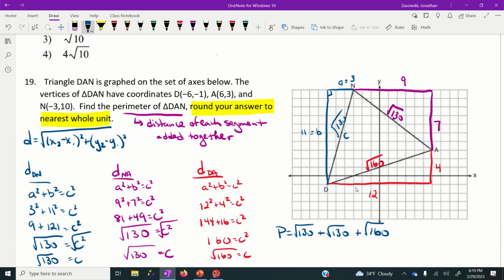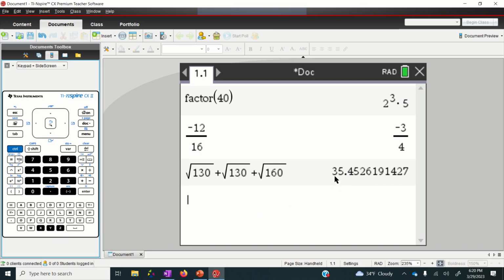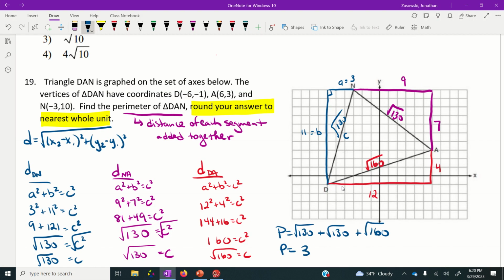35.452, or 3, okay? And it says nearest whole unit, so we're only looking at the number that immediately follows the whole numbers here, which is a 4, and so we're going to keep this as 35. And this would just be units. You don't have to put U, but if there was a unit, we want to put it down. And that's it for number 19.